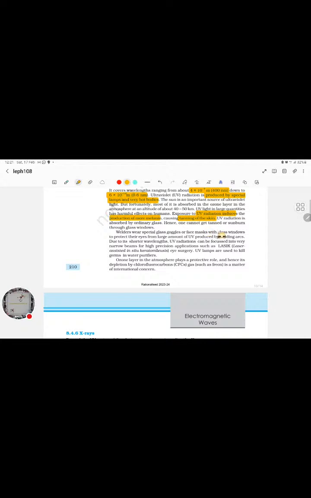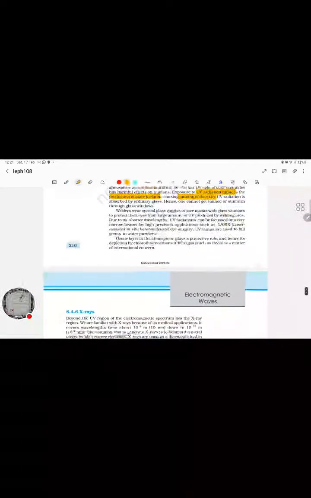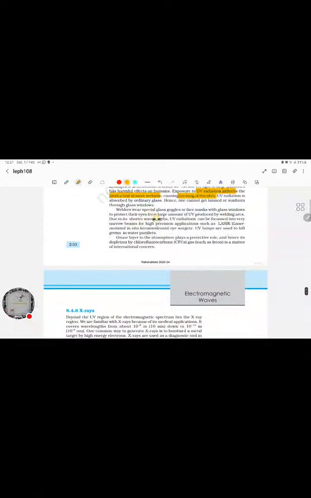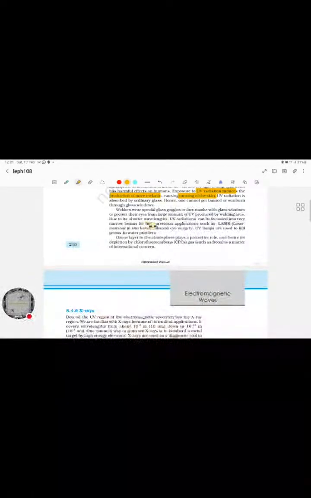Hence one cannot get tanned or sunburned through glass windows. Welders wear special glass goggles or face masks with glass windows to protect their eyes from the large amount of UV produced by welding arcs. Due to its shorter wavelengths, UV radiation can be focused into very narrow beams for high precision applications such as LASIK, the laser assisted in situ keratomileusis eye surgery.